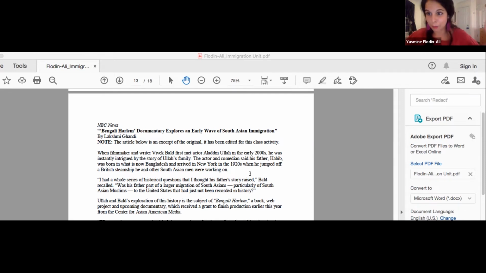And I think that there's a lot of groups outside of South Asians and Middle Easterners that we could do this with that would be really interesting. But those are the groups that I chose. And this is a really fun day.